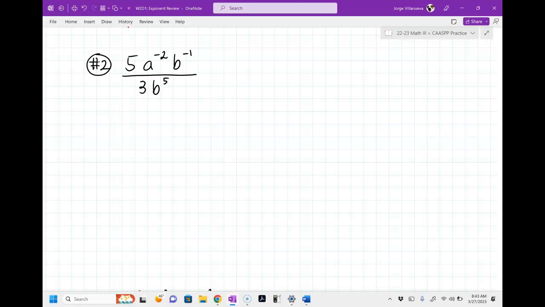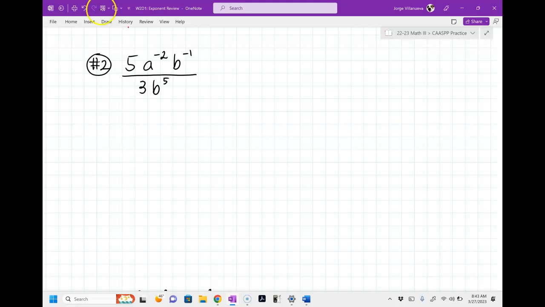Okay? So since I really can't do anything in the numerator by itself and in the denominator by itself, now I got to start looking from numerator to denominator. And I notice I have b's that are there, right? b to the negative 1, b to the 5th.